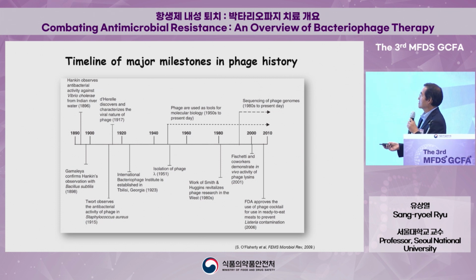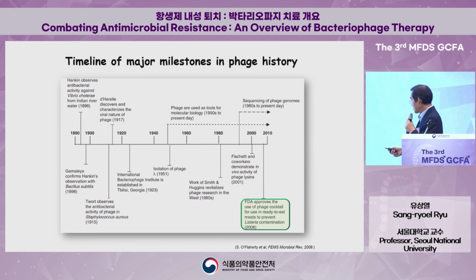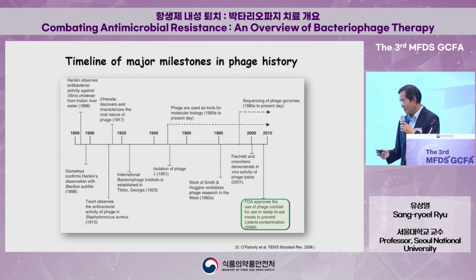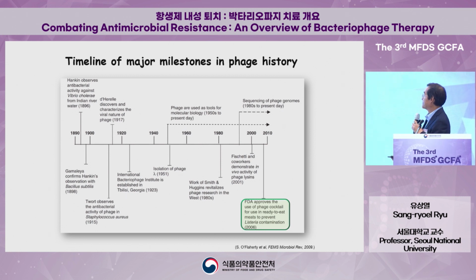However, in Soviet Georgia or in the East, there was continued research. You can see that we have a research institute that has been established, and they celebrated their 100th year this year. Now we have the problem of antibiotic resistance and renewed interest in bacteriophages. In 2006, the US FDA approved the use of a phage cocktail in RTE meats to prevent listeria.